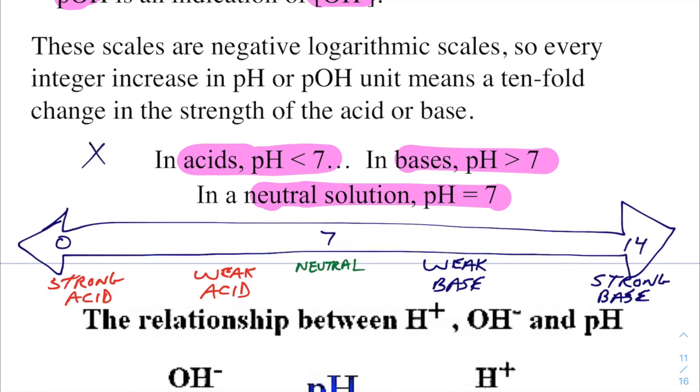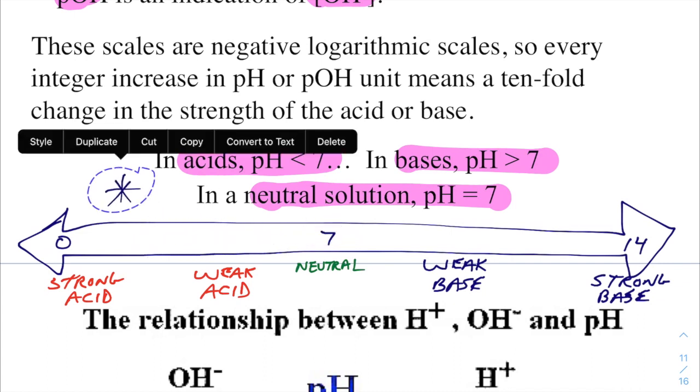So if I was a solution and I fell right about here, I'd be a very, very weak acid. If I fell over here, I'd be a very, very weak base. If I was here, I'd be a moderately weak base. If I was here, I'd be kind of on the verge of weak and strong. If I was over here, I'd be a very strong base. Okay, this would be a strong acid. This would be a moderately strong acid, very weak acid, and eventually neutral. Okay.